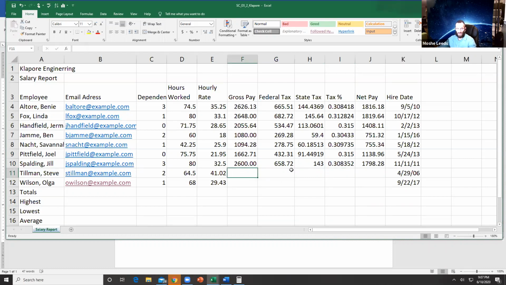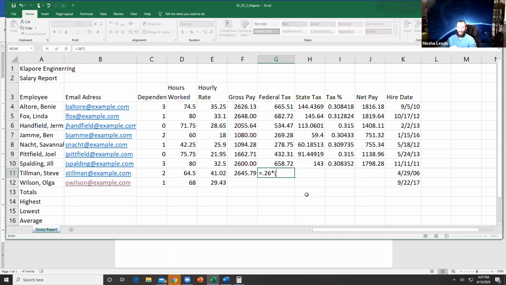I'll go ahead and do the federal tax again. So equals, I'm going to do again my hours worked times my hourly rate. I'm going to do each one separately again. I don't want the flash fill. So my federal tax, this is a little more complicated. Remember, my federal tax is 0.26. So it's 26%, and I need to multiply my gross pay after my deductions. How do I get to my deductions?